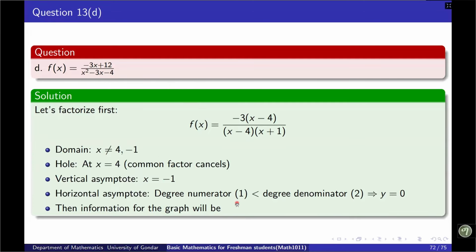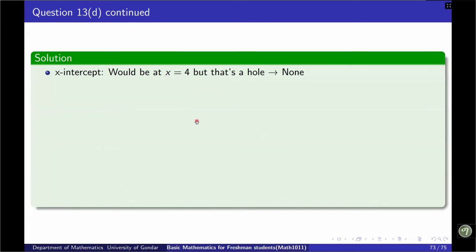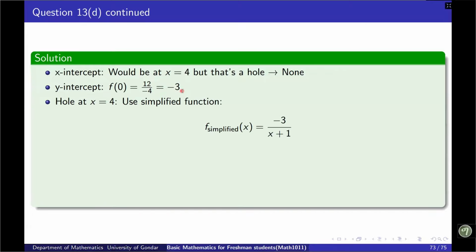Then the information for the graph of this function: the x-intercept would be x equal to 4, but that is a hole. So the graph doesn't intersect the horizontal axis because already the x-axis is a horizontal asymptote for the graph. The y-intercept is f of 0, which is equal to 12 over -4, which is -3. Therefore, the graph intersects the vertical axis at 0, -3. There is a hole at 4.